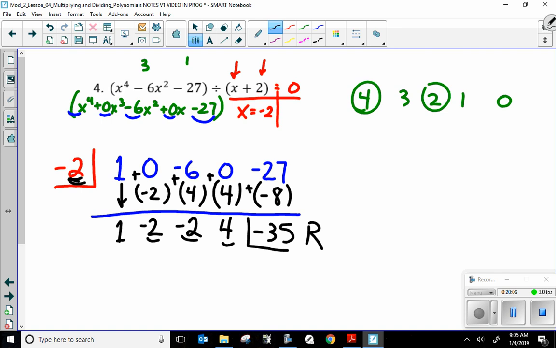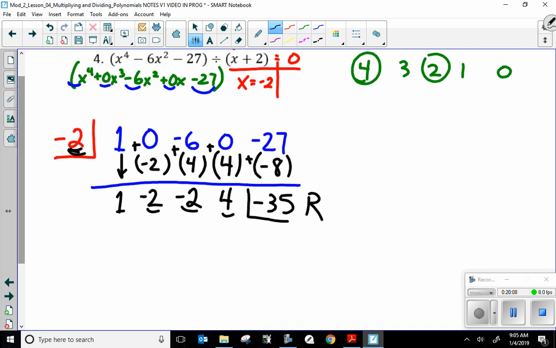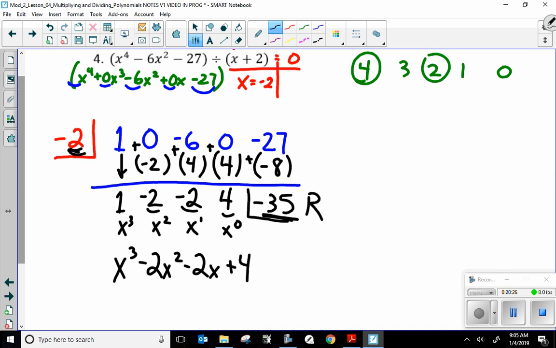Now, this is my remainder. This is my x to the zeros, where I don't have an x to the 1, x to the 2, x cubed. So I have 1x cubed minus 2x squared minus 2x, and that's a positive 4. That's a negative remainder, so I'm going to say minus 35 over what I originally divided in.